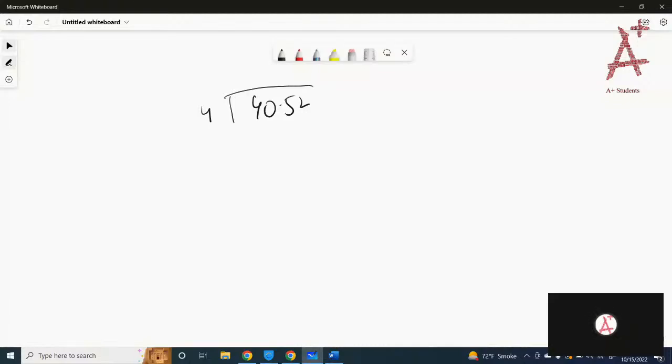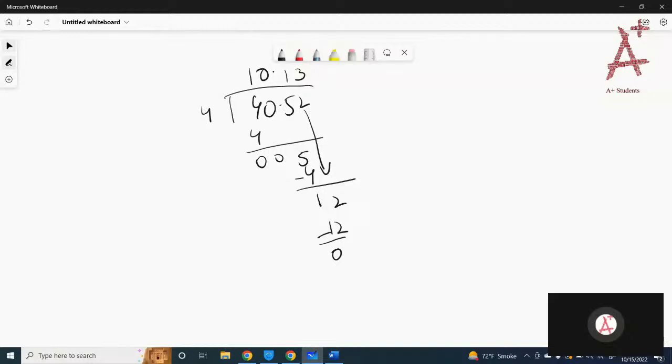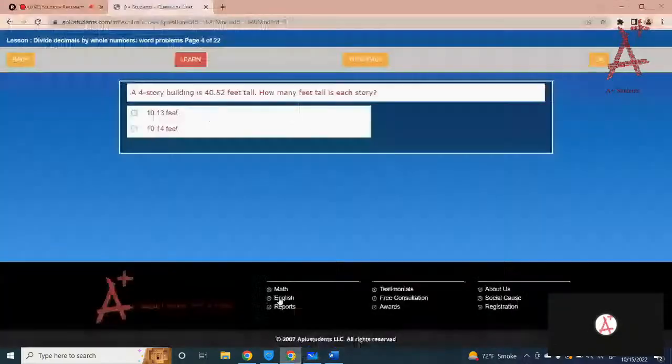Okay, let's divide 40.52 by 4. 4 times 1 is 4. Then you have a 0, bring the 0 here. Now bring the 5 down. 4 times 1 is 4. 5 subtract 4 is 1, bring the 2 down. You have to count the table of 4 until you get 12. 4 times 3 is 12. 12 subtract 12 is 0. So it would be 10.13. Got it? That means each story is 10.13 feet tall. Got it?